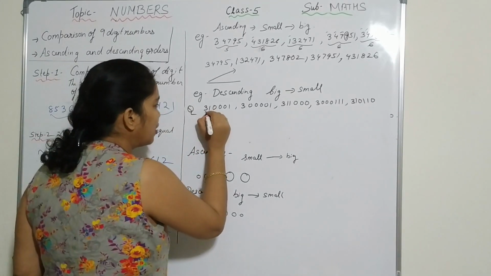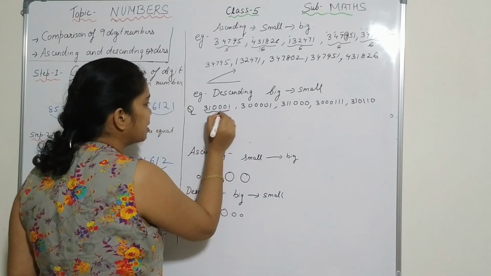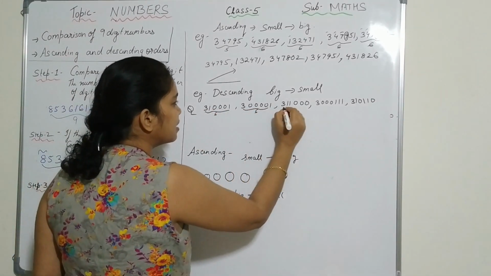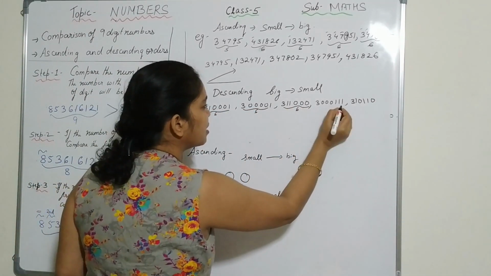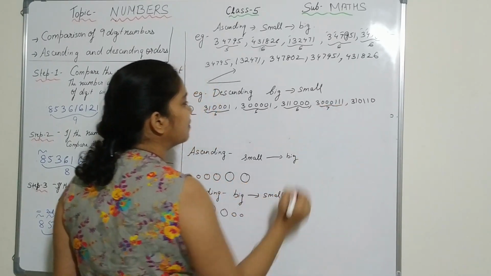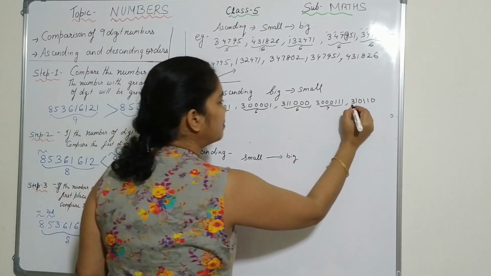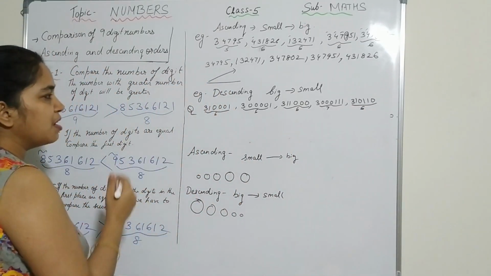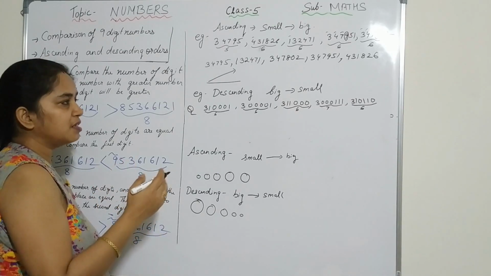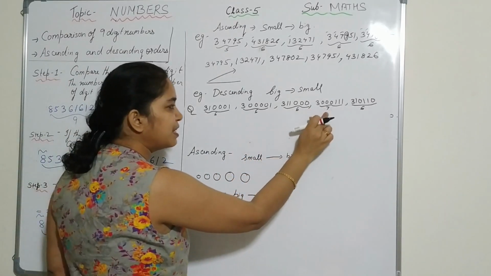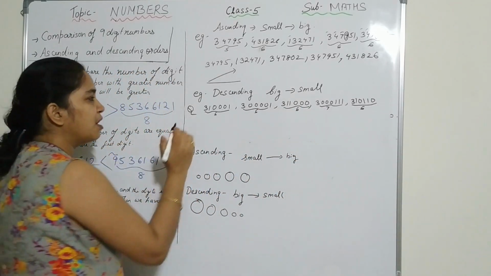So how will you do it? First you have to count how many numbers are there. Here how many numbers are there? 1 2 3 4 5 6. Here how many? 6. Here how many? 6. Here how many? 1 2 3 4 5 6 7. So 7 numbers are there. Here 6 numbers are there. So how is it written in descending order? It is from big to small. So which is the biggest number of all? Yes, the 7-digit number is the biggest of all.